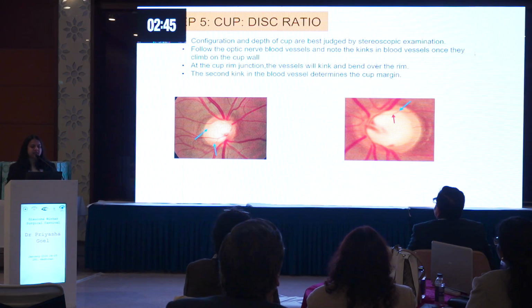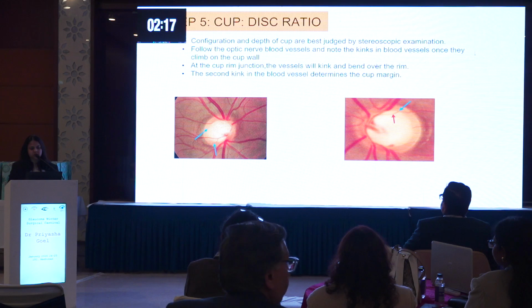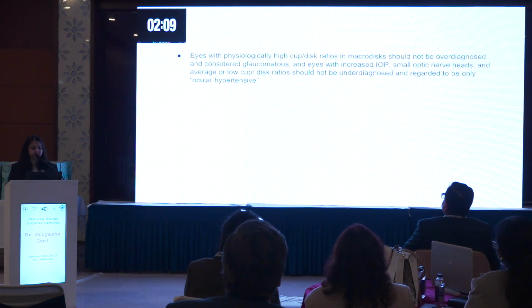Coming to step 5, which is the CD ratio. Configuration and depth of cup are best judged by stereoscopic examination, and what we need to follow is the optic nerve blood vessel, which kinks once it climbs up the cup wall, and then kinks again at the cup rim junction. The second kink is the one we need to see, and that will determine the cup disc ratio. In this picture you can see that it is climbing up, and this is the second kink, and this is what we look at, not the color of the disc.